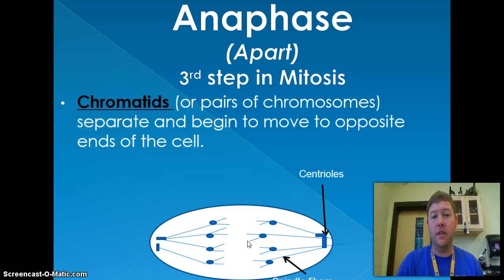Now we're on to anaphase, the third step in mitosis, the actual process of mitosis. This is the apart phase. Here we see the chromatids, or those pairs of chromosomes, separate now and begin to move to the opposite ends of the cell. So now we can see that middle's gone. These guys have separated, and they're starting to pull to the opposite ends. We see our centrioles, we see our spindle fibers, and of course everything is now separating. That's our anaphase.